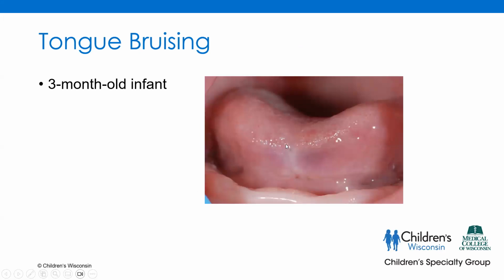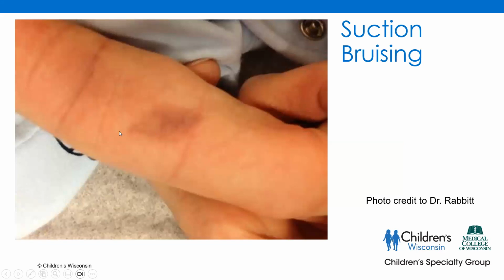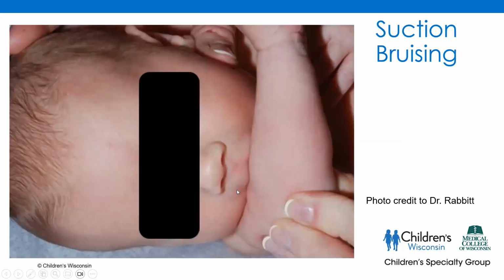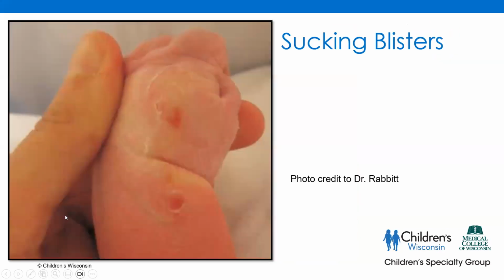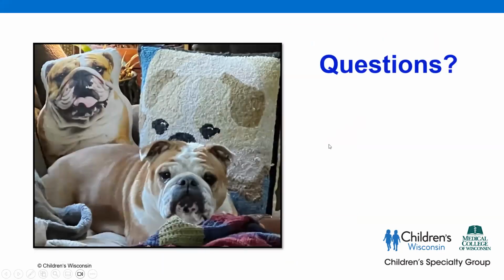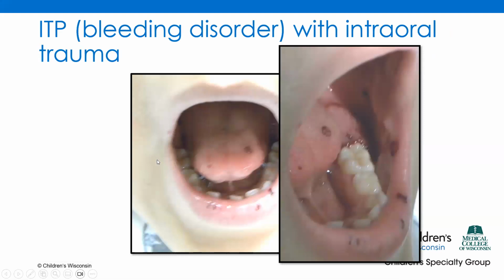And more, and I think this is about to be published, I'm told, is that you can see tip of the tongue bruising from high suction bottles and nipples. You can see what are called suction bruises on the forearms of babies, and this is a classic shape where the baby sucks on their own forearm so hard that they get a bruise. I thank Dr. Rabbit for these pictures. And then sometimes a baby will suck hard enough that you can even get sucking blisters.